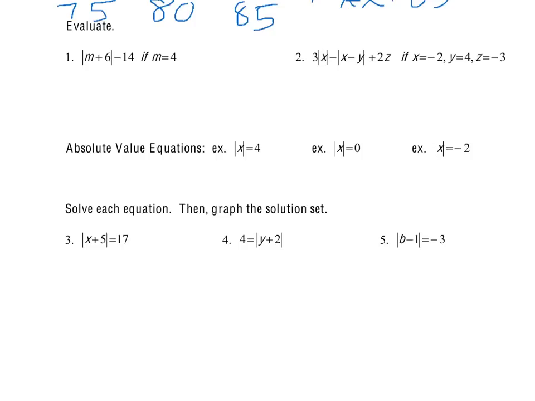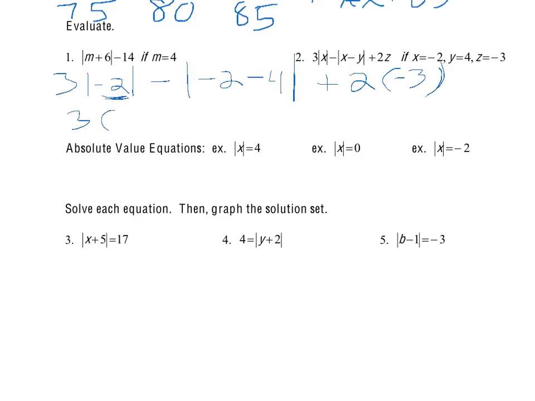So for 2, we're going to have 3 times the absolute value of x, which is negative 2. Then we have minus the absolute value of negative 2, because that's x, minus y, and y in this case is 4. And then we have plus 2 times z, z is negative 3. Okay, as we did before, let's evaluate what's inside the absolute value bars. The absolute value of negative 2 is 2, so that becomes 3 times 2.